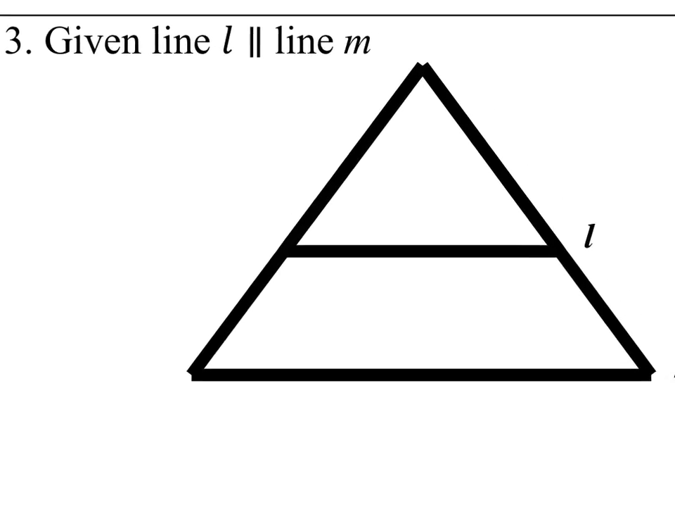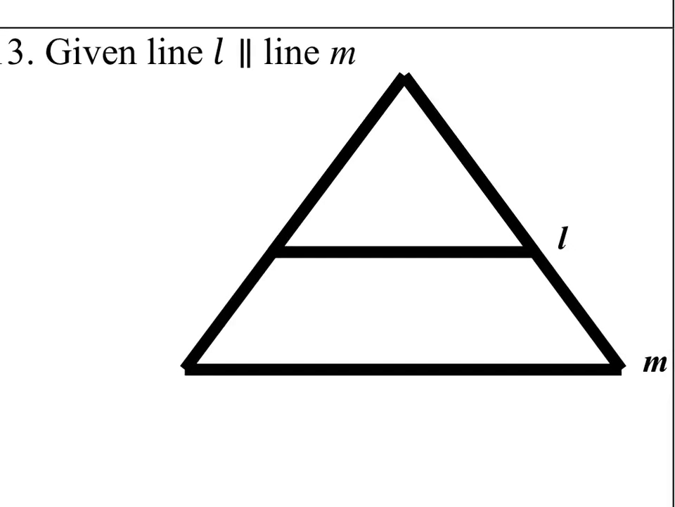Alright, now again, this gave us some crucial information here at the beginning. Line L and line M are parallel. So we know that corresponding angles are going to be congruent. Same with alternate exterior angles and alternate interior angles. Vertical angles are always congruent, and straight angles add up to 180.